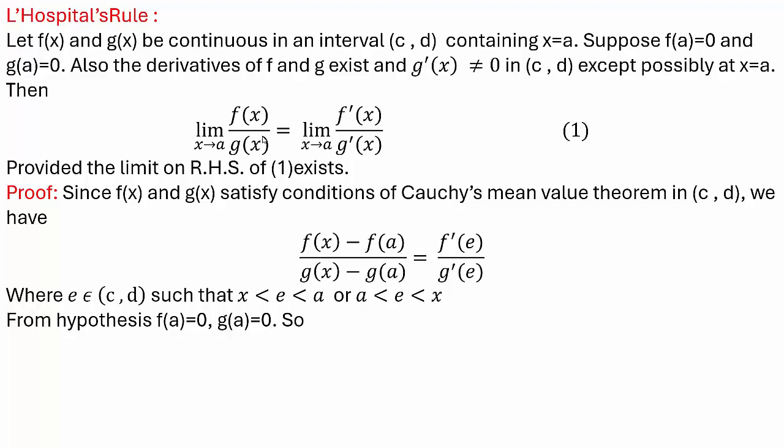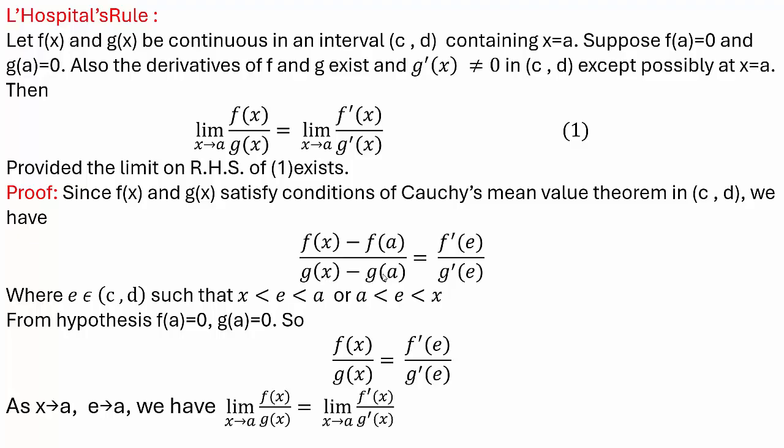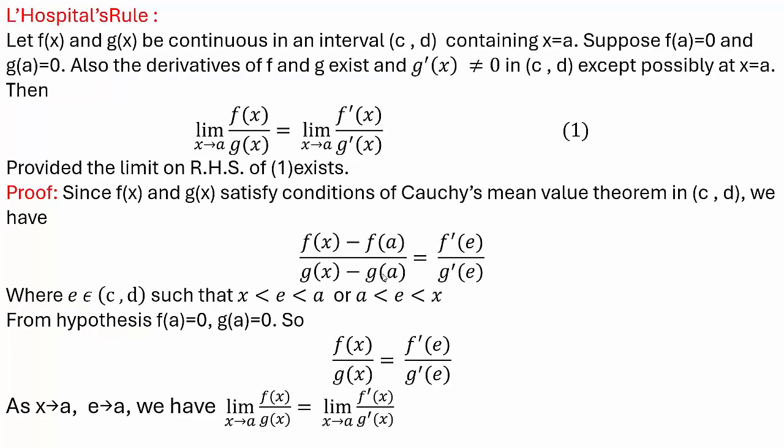From the hypothesis f(a) equal to 0 and g(a) equal to 0. Substituting these values, we get f(x) divided by g(x) equal to f'(e) by g'(e). As x tends to a, e also tends to a. So, we have limit x tends to a of f(x) divided by g(x) equal to limit x tends to a of f'(x) by g'(x). This proves the L'Hospital rule.